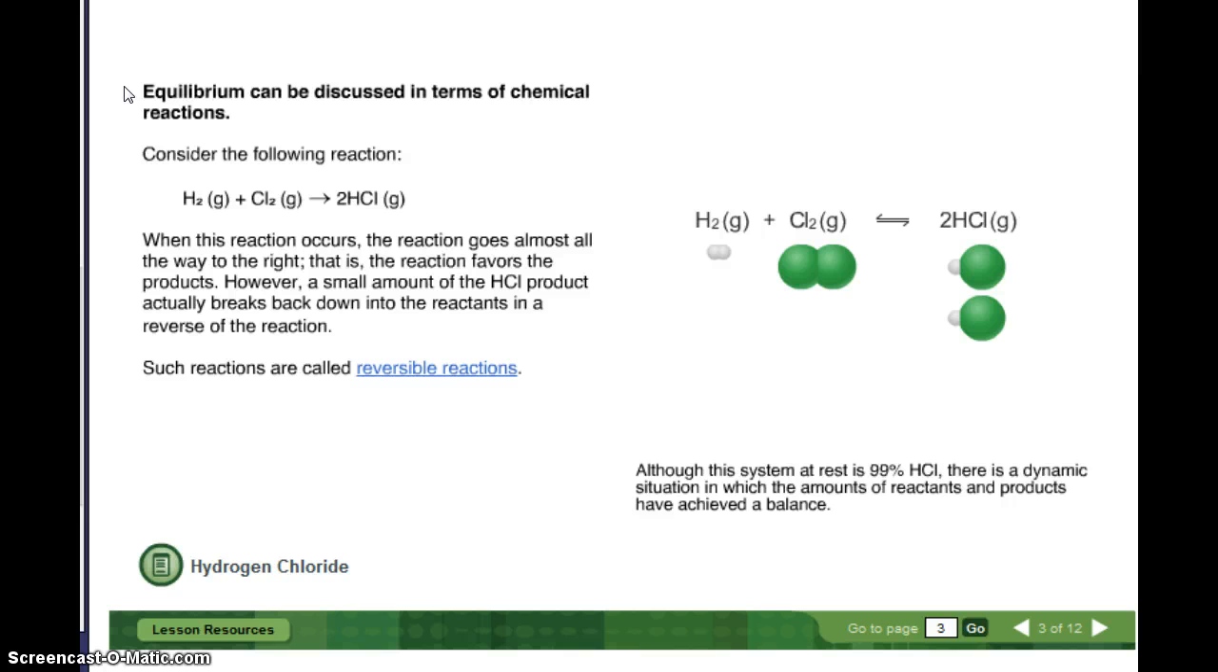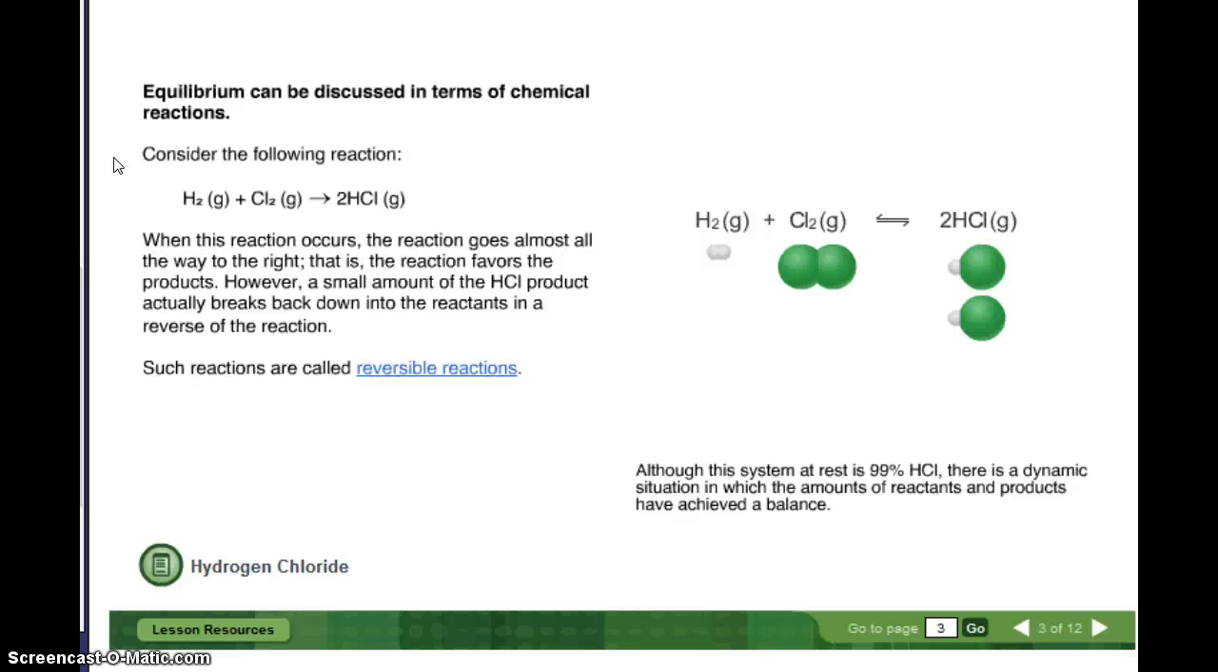Equilibrium can be discussed in terms of chemical reactions. Consider the following reaction. One hydrogen molecule containing 2 hydrogen atoms, so in other words, dihydrogen gas, plus chlorine gas, yields 2 hydrogen chlorides, also as a gas. When this reaction occurs, the reaction goes almost all the way to the right. That is, the reaction favors the products, or in other words, that's the way it's going to go. You're going to take the hydrogen and the chlorine and make HCl.